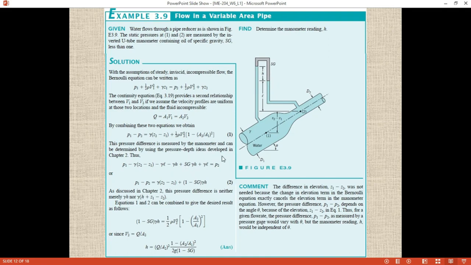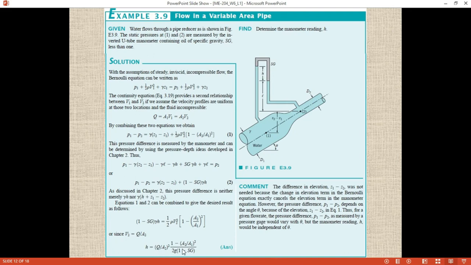So this will come also to the other side. So when you take it to the other side, this will become positive, this will become positive, this will become P2. So P1 minus P2 will be equal to this. So now if you compare this and this, finally you will end up with this equation. So here you have to determine the H, and if you know the flow rate, if you know the area or velocity, you can easily calculate H from here.